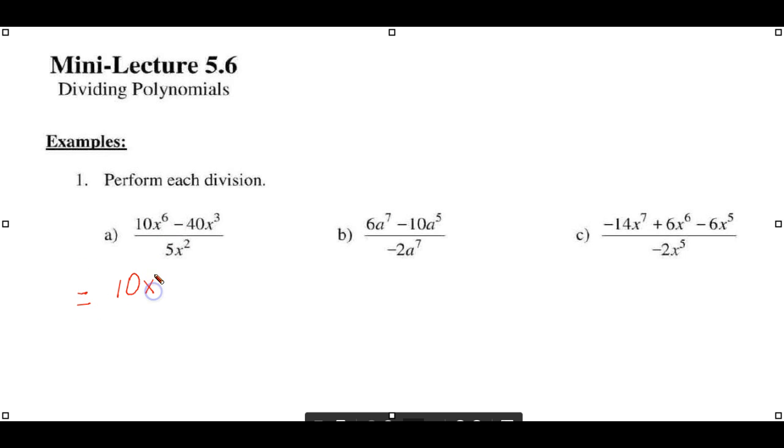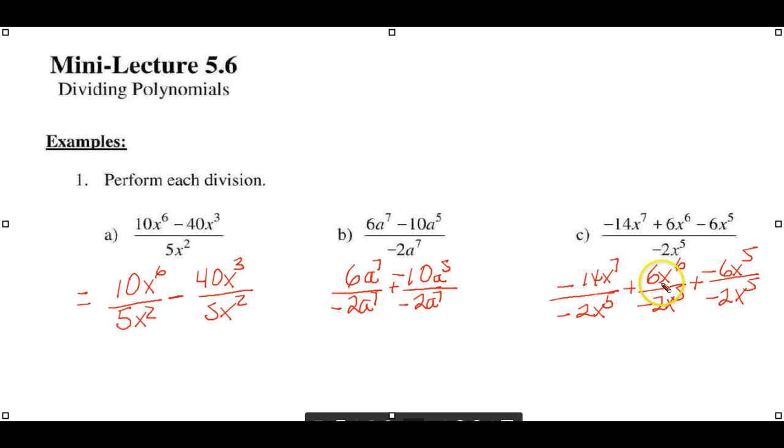10x to the 6, I should say, over 5x to the second, minus 40x to the third over 5x to the second. So what I'm doing is I'm taking each term of the numerator and putting it over our common denominator, and I'll set these up. So now that we've set them up, it's just a matter of simplifying.